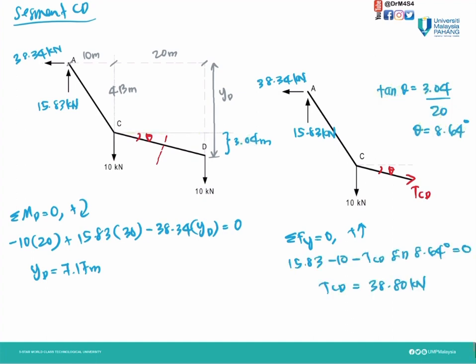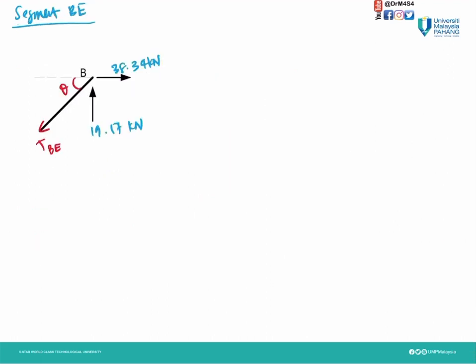Then we take summation Fy equal to 0 positive upward. We have in y direction 15.83 going up, so positive 15.83 minus 10 because it's going down. Then for TCD we have to resolve into y direction, so TC minus TCD sine 8.64 degree equal to 0. Then we get our TCD is 38.8 kilonewton. Next we go for segment BE.